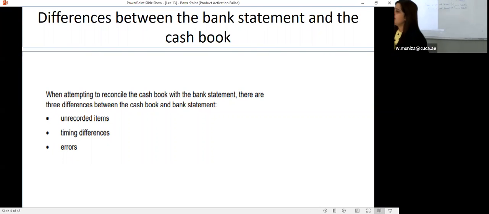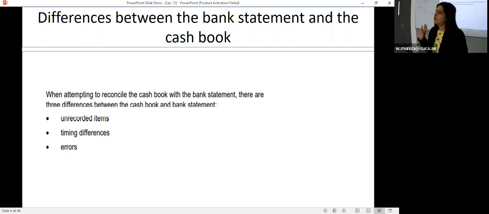The differences can arise in the cash book balance and the bank statement balance because of three reasons. The first reason is unrecorded items. The second reason is timing differences. And the third and basic reason is error.